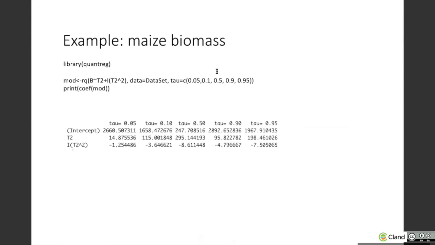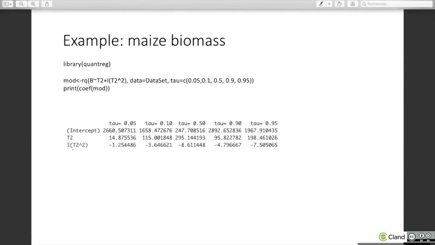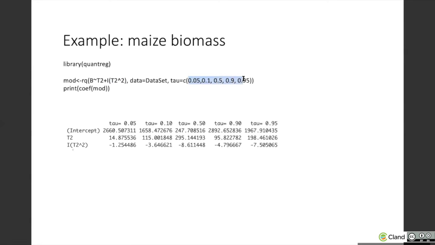Again, I look at my maize example, and now I will try to relate the biomass of maize as a function of only one single input, the temperature T2 during the second part of the growing season. So the syntax is the function rq, and here I show how to use it for a quadratic regression. I write B tilde T2, that's the single input, I(T2^2), in order to include a quadratic term in my regression. Then I define several quantiles corresponding to 5%, 10%, the median, 90%, 95%.